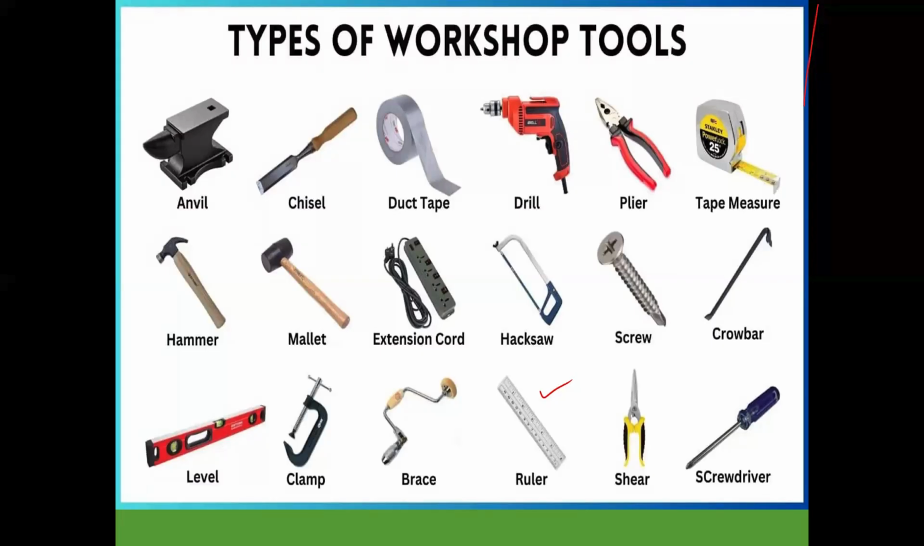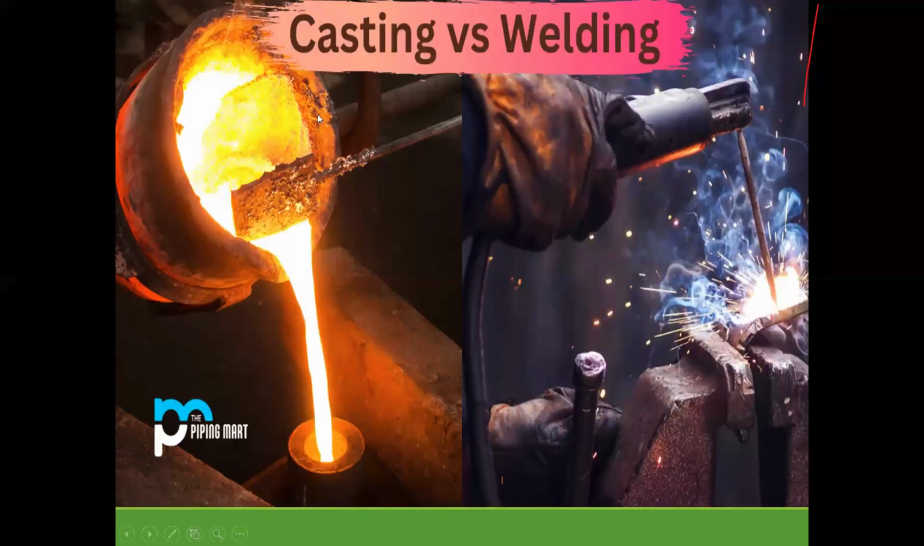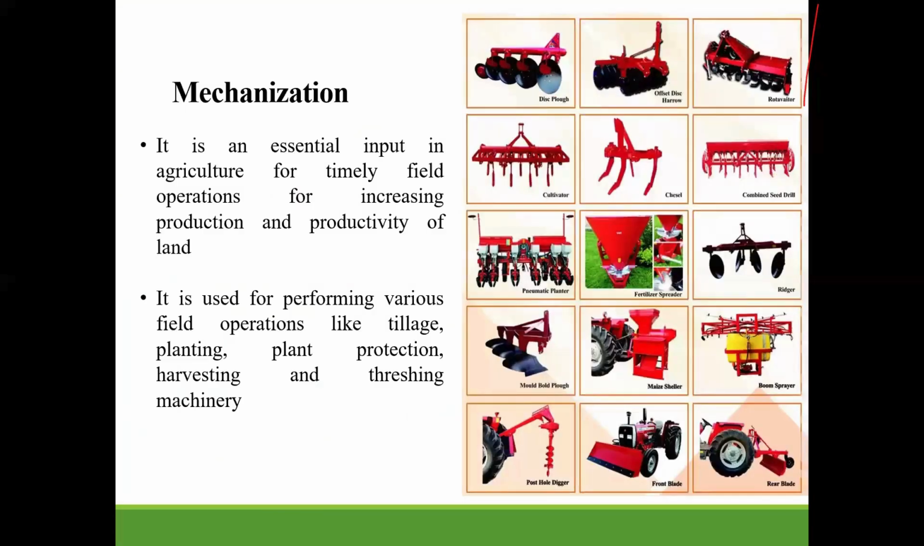Together this is said to be workshop technology, and we'll be studying various workshop tools in our syllabus. So this is casting and welding. As I was telling you, in casting we pour hot molten liquid into a desired shape so that we get the desired shape out of it. And welding, as we all know, we will be studying in detail in our syllabus. Then mechanization, as you are seeing a lot of implements here. First I want to ask, what is the difference between a tool and an implement? Can anyone say?